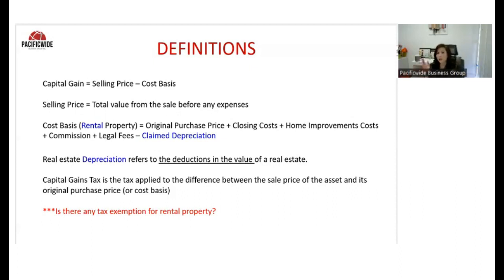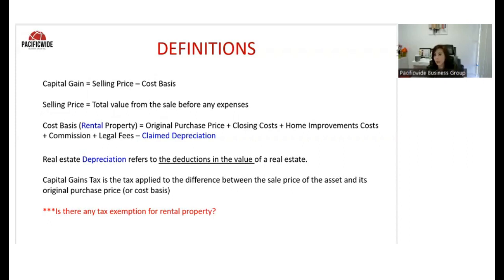Capital gains equal the selling price minus the cost basis. That's it. And the selling price is the total value from the sale before any expenses, just the sale price. If the buyer pays you $900,000, that's the sale price. That's it. No expenses, because the expenses will be covered in the cost basis.